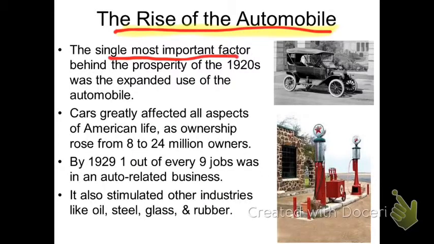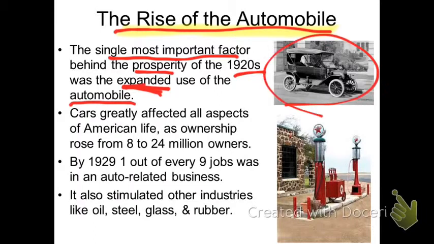The single most important factor behind the prosperity of the 1920s was the expanded use of the automobile. Here's a picture of one of the cars at that time. What that basically means is more and more people buy and drive automobiles. There are more and more jobs created to aid them in that. For example, down here, if you're going to be on the road for any given amount of time, if you're going to go in the country for a picnic, if you're going to go visit friends in a nearby town, you're going to have to stop probably somewhere along the way and get gasoline.